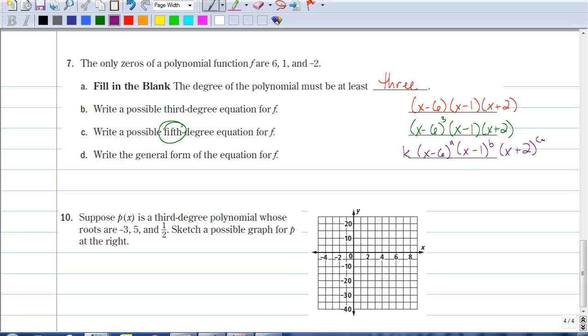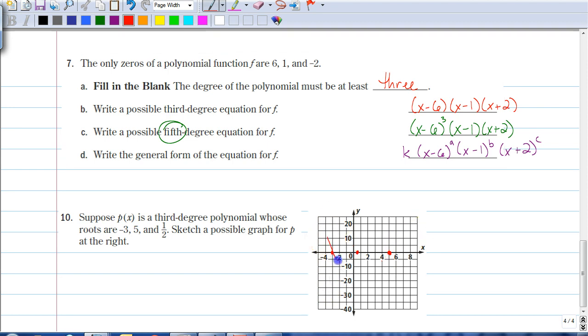Okay, lastly, let's look at this example. It says, suppose p of x is a third degree polynomial, and we're given these roots, negative 3, 5, and 1/2. We're going to sketch a possible graph for p. So remember these are my roots, which are the same as my x-intercepts. So I'm going to start by graphing my x-intercepts. So negative 3 and 5 and 1/2 would be right here. Now I can draw any wavy line that's going to go through these 3 points, as long as those are the only points that the graph goes through.